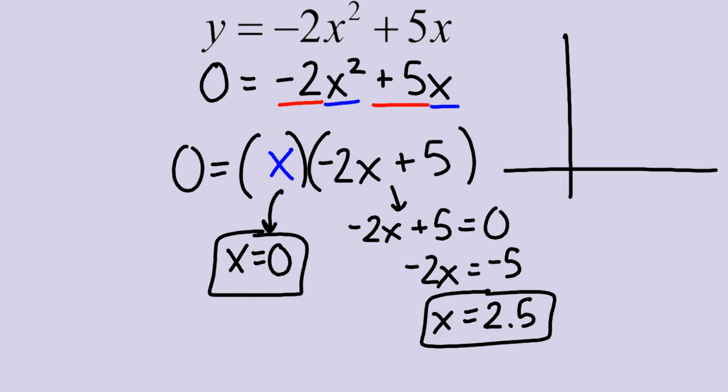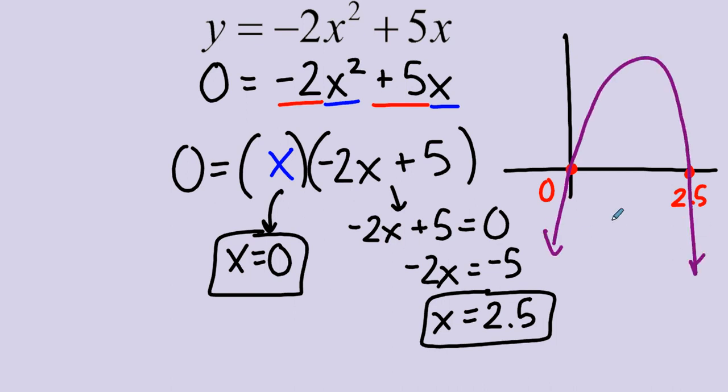If I were going to graph this, it crosses at 0. Because it has a negative leading coefficient, the a value is negative, I know it's going to open downward, so when I sketch in between these two, the graph is going to look something like that. The vertex's x-coordinate is going to be halfway in between.